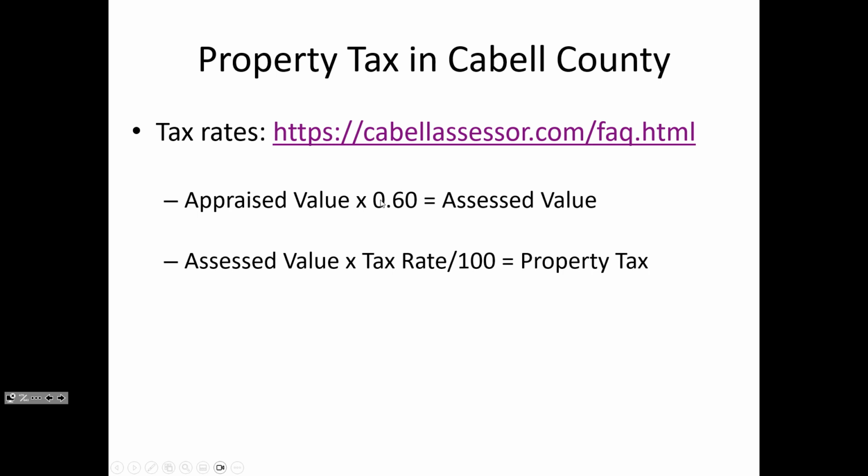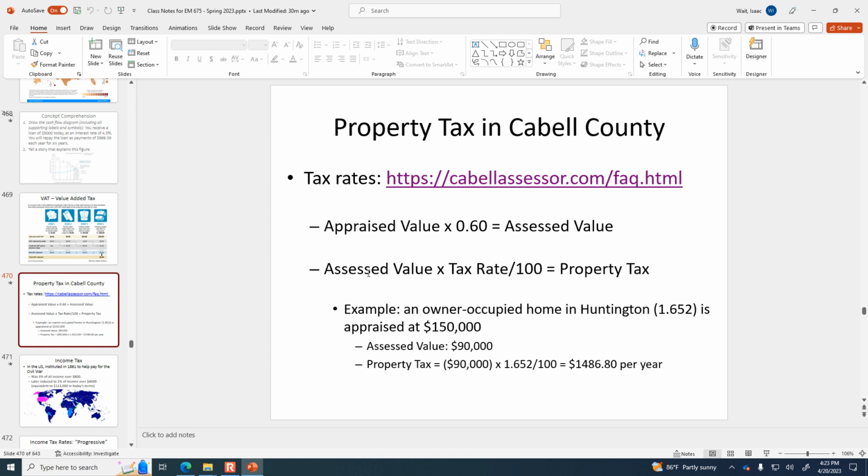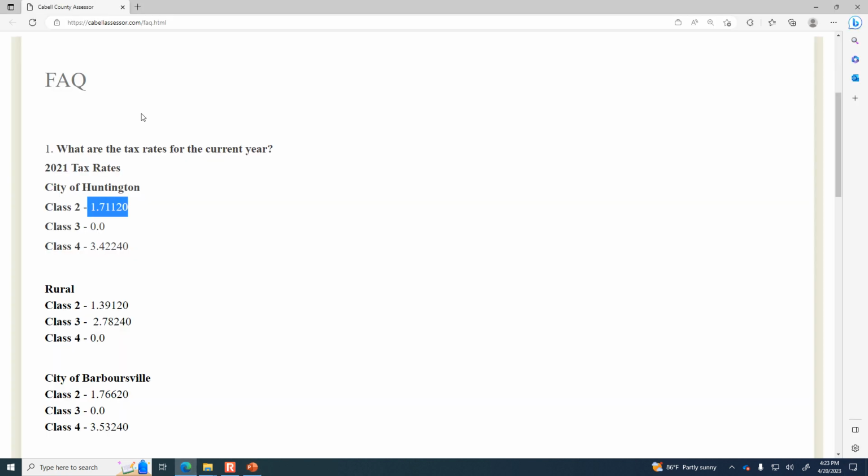So now, once you have this assessed value, if it's owner occupied, then it would be $1.71 for every 100 of value. But if it's occupied by a renter, then the property tax is higher. So like if you're a landlord in Huntington, you have to pay more property tax than someone who is living in a home and they're just occupying it for their own purposes, you know, like if they're living there.